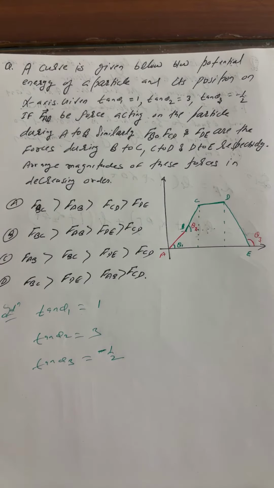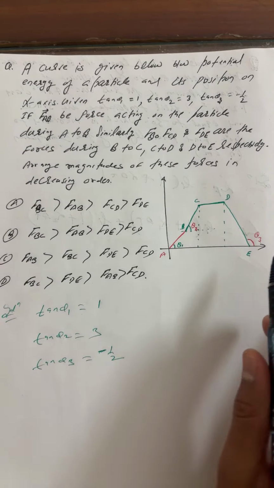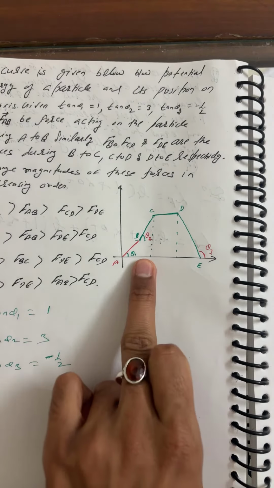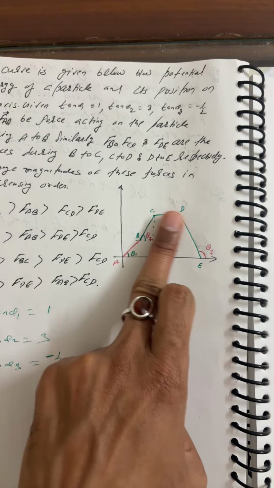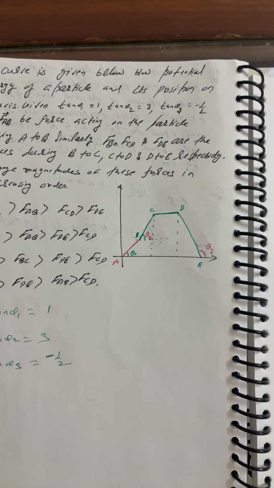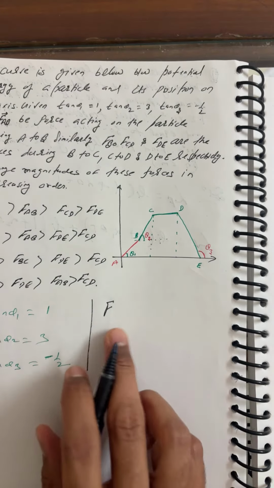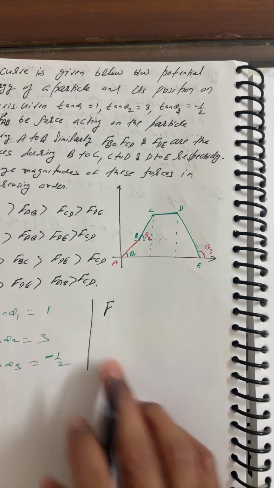Now we have to answer the question. The portions are A to B, B to C, C to D, and D to E. Which portion has the least force, where the slope is 0? Now remember this, everyone. I also said this formula in MOS, mechanics of solids.